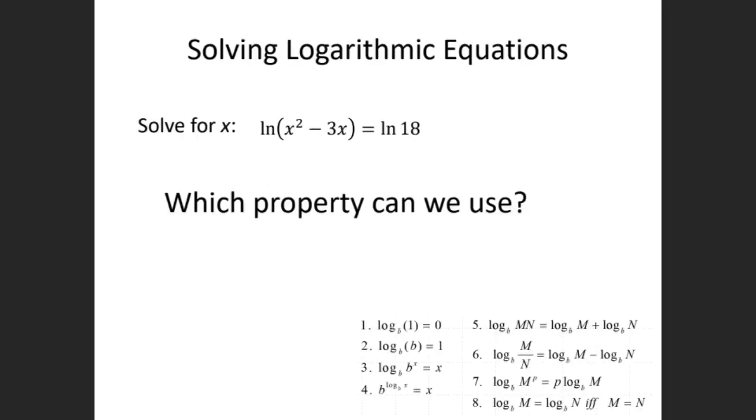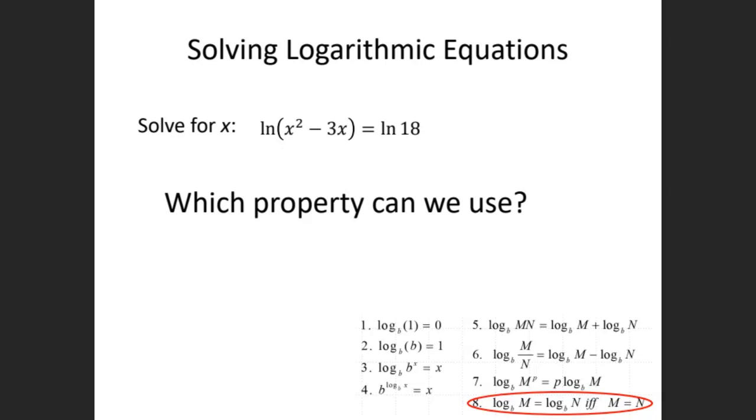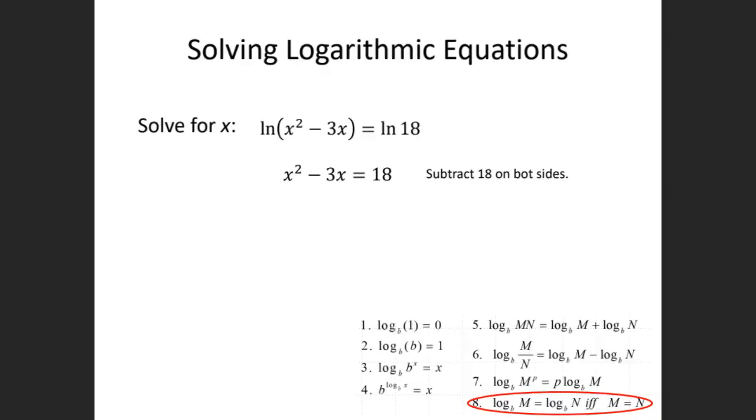All right, let's look at this one. Can I apply my one-to-one property? Well, the answer would be yes. This is the natural log. The natural log is the same log, and again, the natural log works as a base 10. It's like my exponent e. So I'm going to use my one-to-one property, and for these two logs to be equal, my inputs have to be equal. So x squared minus 3x is equal to 18.